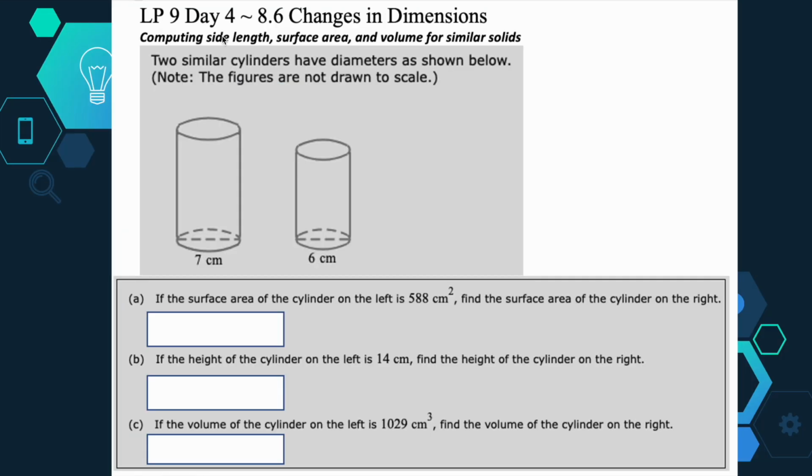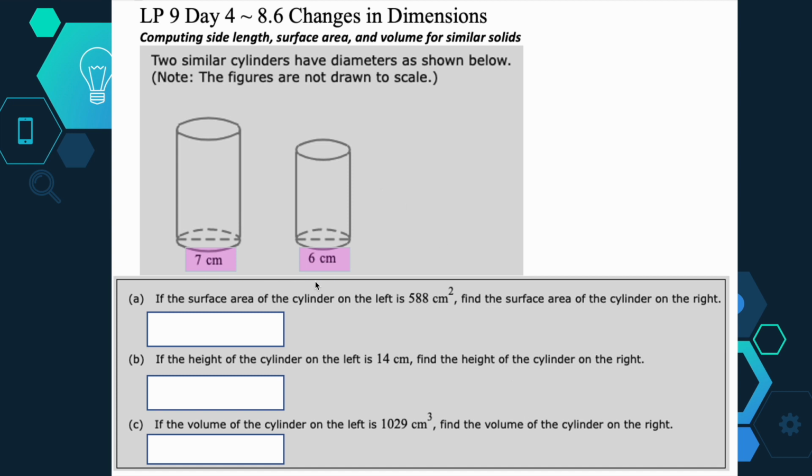So now we're going to take a look at actually computing a side length, surface area, and a volume for similar solids. So not just the scale factor, but we're going to have to apply that scale factor idea to find an actual missing measurement. Here we have 2 similar cylinders, with diameters as shown. One has a diameter of 7 and one has a diameter of 6. They told us that they're similar. If the surface area of the cylinder on the left is 588 centimeters squared, find the surface area of the cylinder on the right. And then they're also going to have us find a height that's missing from one and a volume that's missing from one.